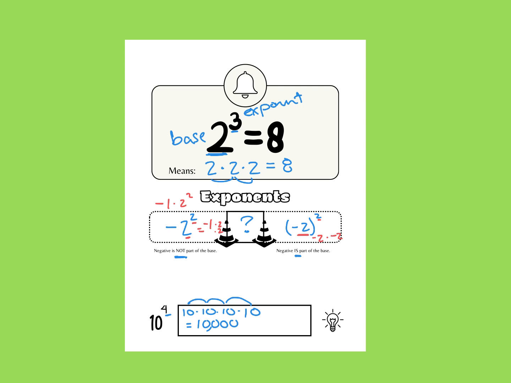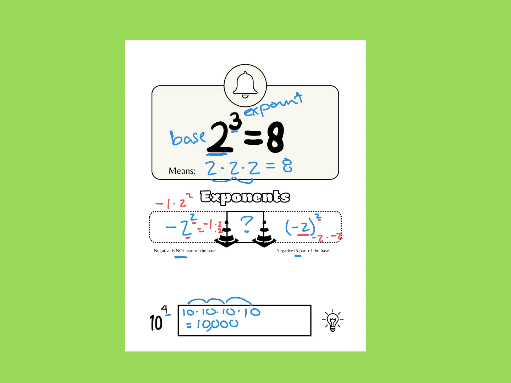So when the negative is inside of parentheses with the exponent on the outside, that means the negative is included, and there'd be 2 negative signs. If the negative sign is not in parentheses, that means it does not get that exponent. So there's actually only 1 negative sign that we leave and treat it as a negative 1.